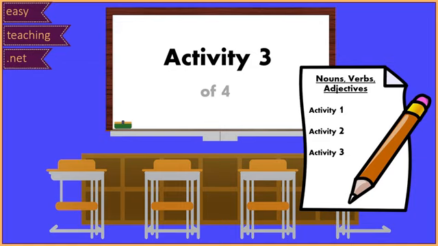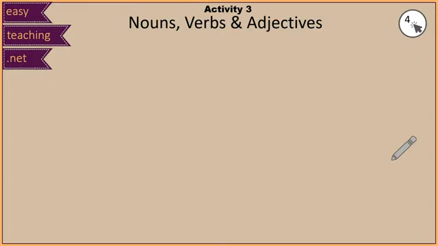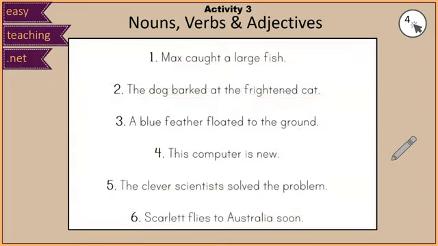Activity 3. Write down the nouns, verbs, and adjectives from the sentences. Every sentence has at least one noun and one verb. Not every sentence, however, needs an adjective. Pause here until you've finished.